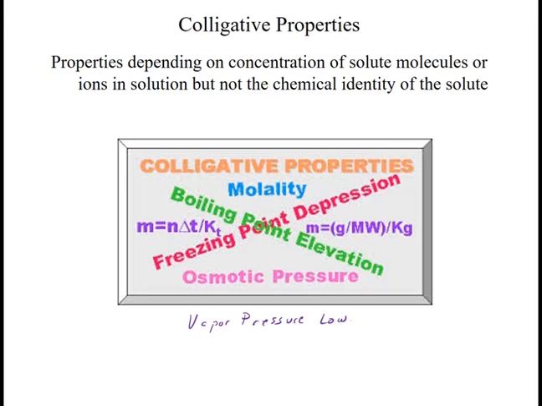So these are the four colligative properties that we're going to be paying attention to. And we did the concentration units because for the freezing point depression and boiling point elevation, you need molality. For osmotic pressure, you need the molarity. And for the vapor pressure lowering, we're going to need mole fractions.